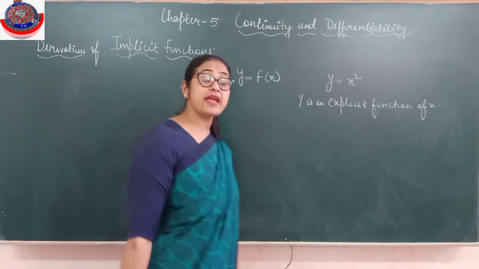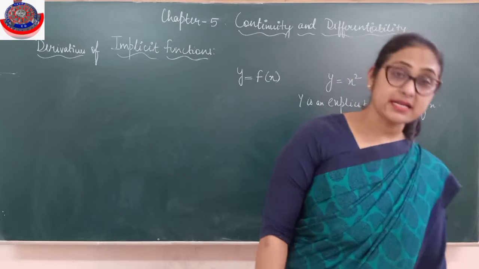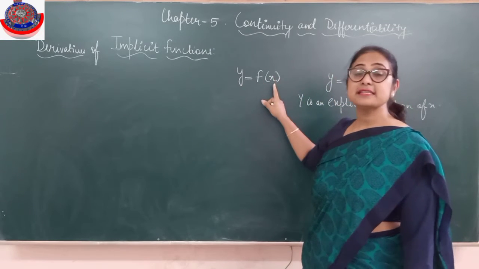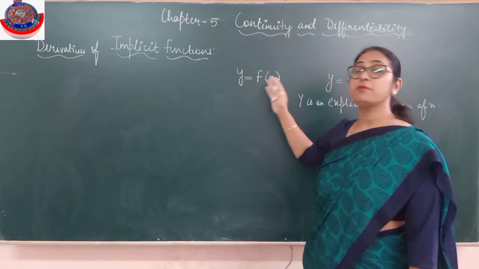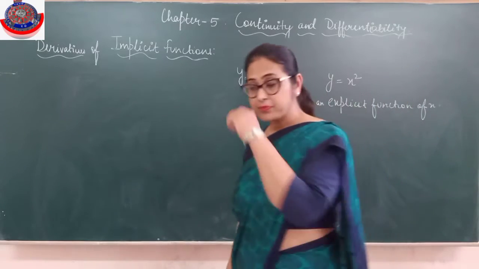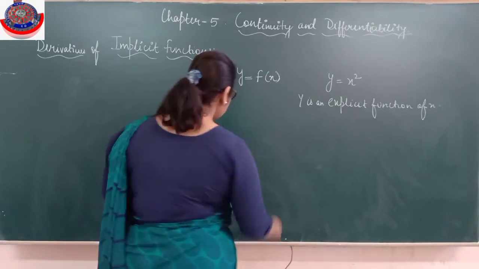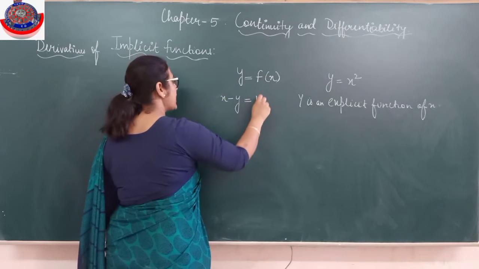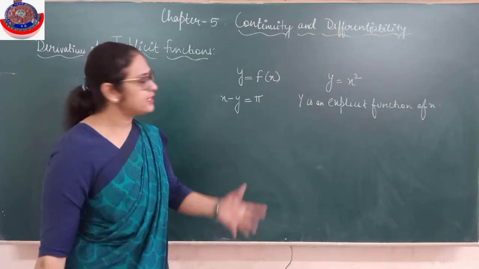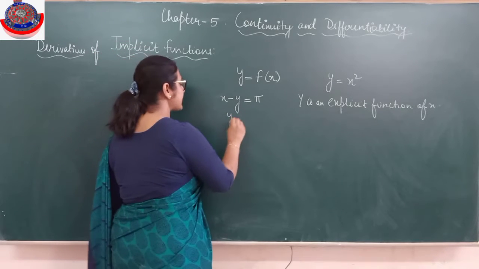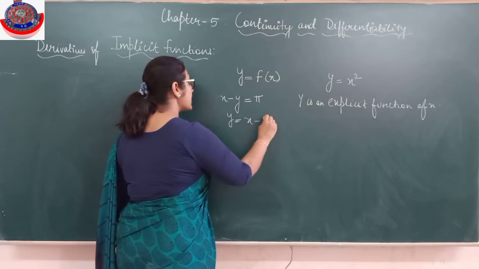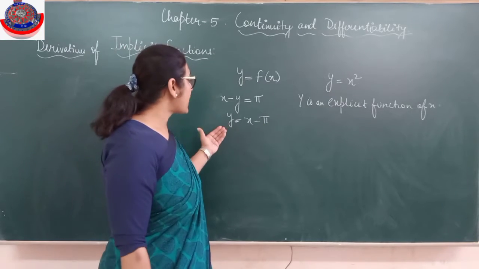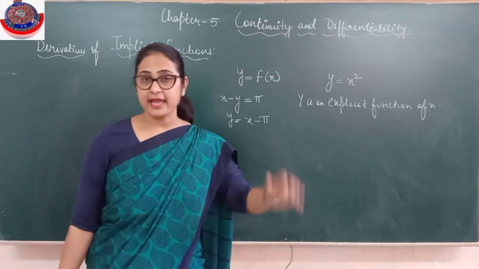Y is f of x. Y is depending upon x. I hope you remember these words. Y is a dependent variable. X is an independent variable. The value of y depends upon the value of x. Is it clear? Alright. Now for example, if I have x minus y is equal to pi, here also very easily I can segregate y on one side and x and pi, which is a constant, on the other side. So y is an explicit function of x again.